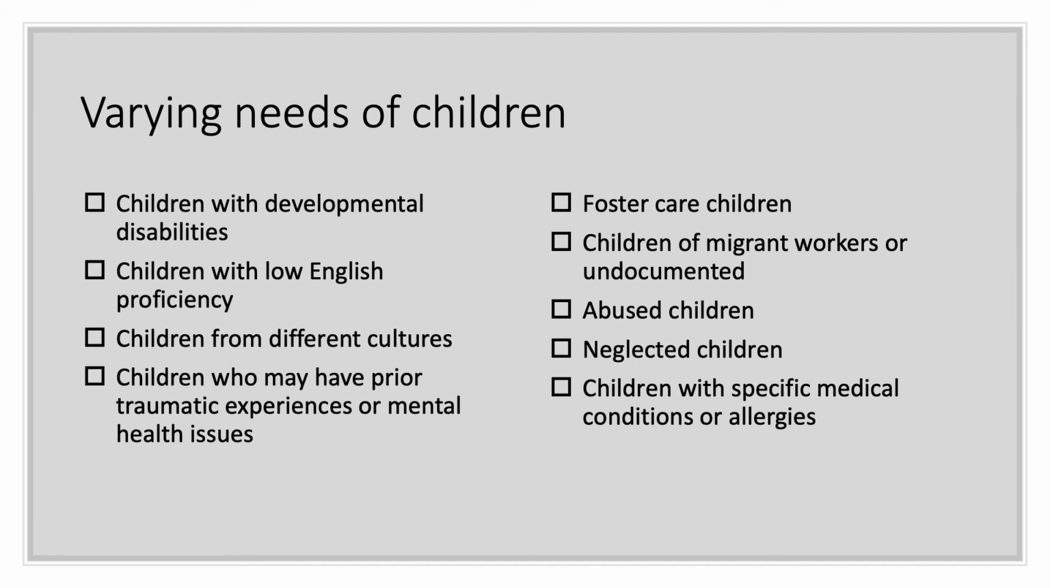Some of the varying needs of children that you need to consider is that you may run into children with developmental disabilities, children who have low English proficiency. English isn't their first language, or they're from a different culture with different cultural norms. You may have children who have prior traumatic experiences or mental health issues. You have a lot of extra considerations for children in foster care, children of migrant workers or people who are not documented, children who have been abused, neglected, or have medical conditions and allergies. These are all things that you want to make sure you know about if a child presents to you during a disaster. Children are not homogeneous, so just like adults who have unique needs, children have unique needs as well. And this is just a few of the examples.